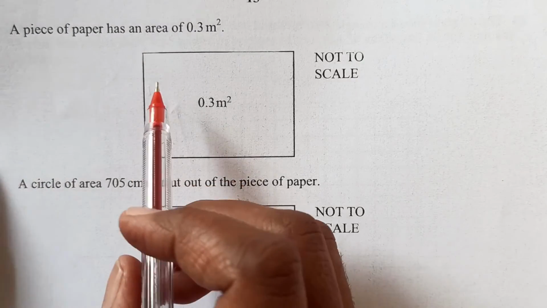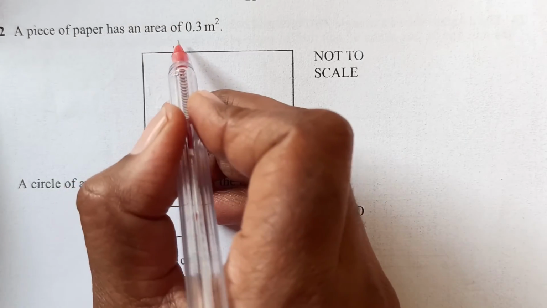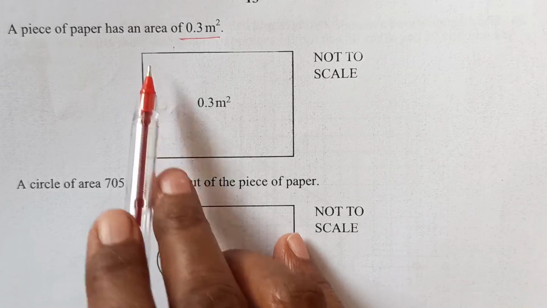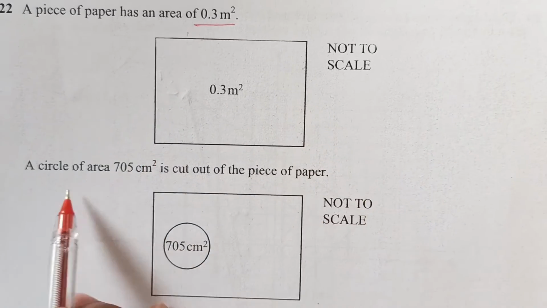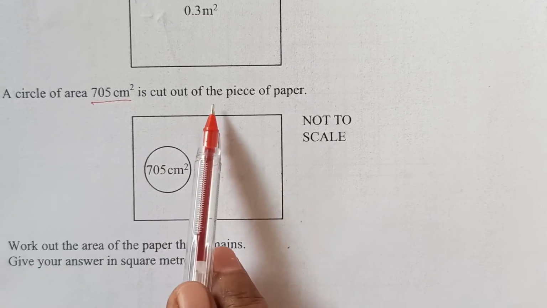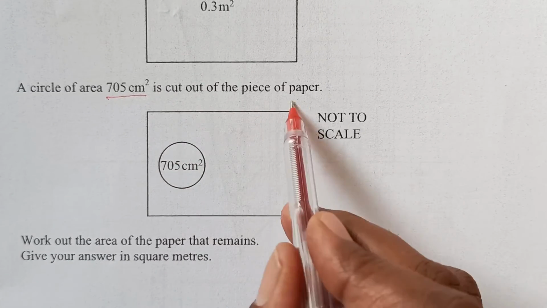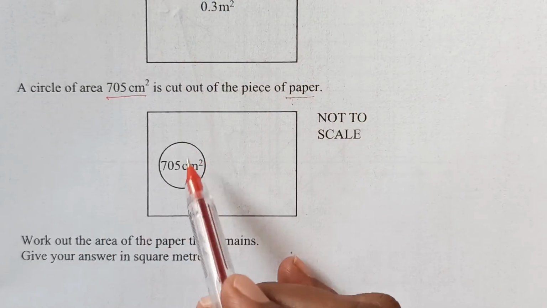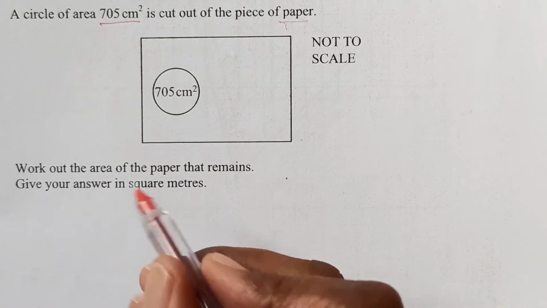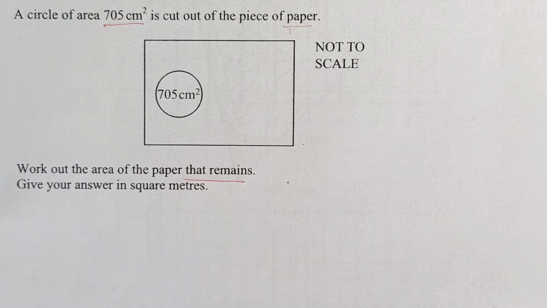A piece of paper has an area of 0.3 meter squares. So this is a piece of paper having area 0.3 meter squares. A circle of area 7 is cut out of the piece of paper. So from this piece of paper they cut out a circular piece. Work out the area of the paper that remains. Give your answer in square meters.